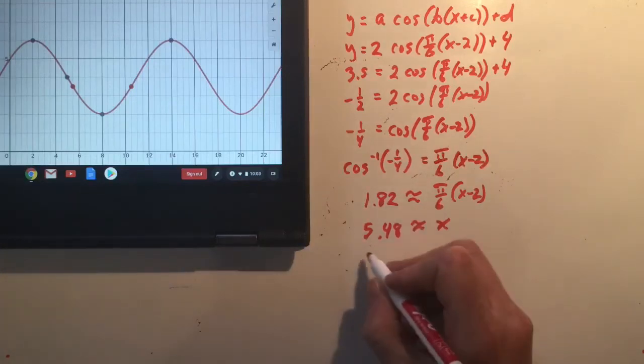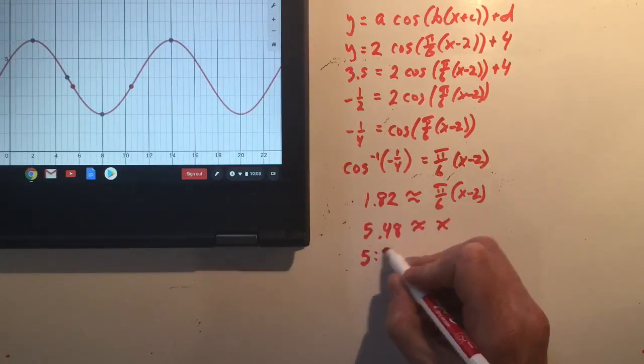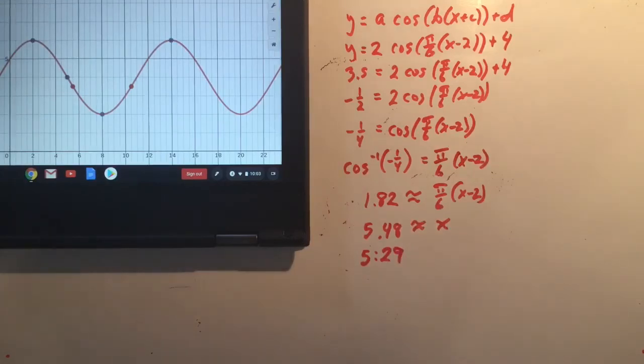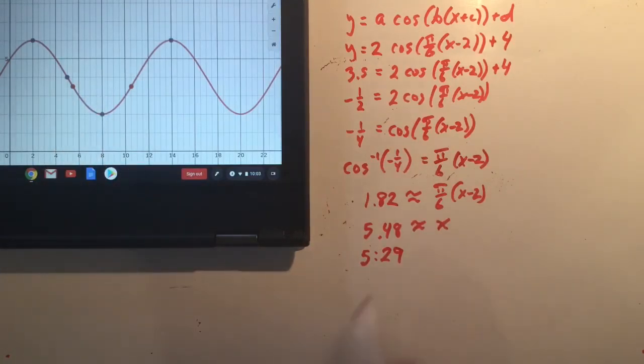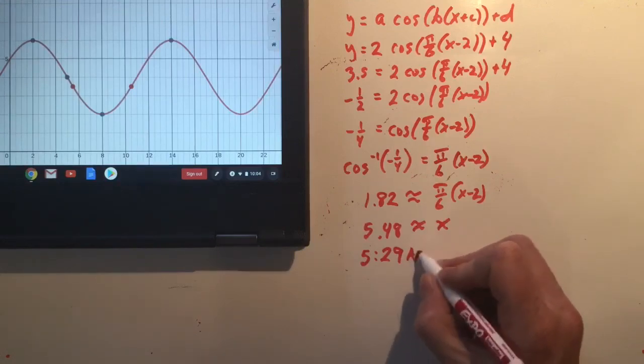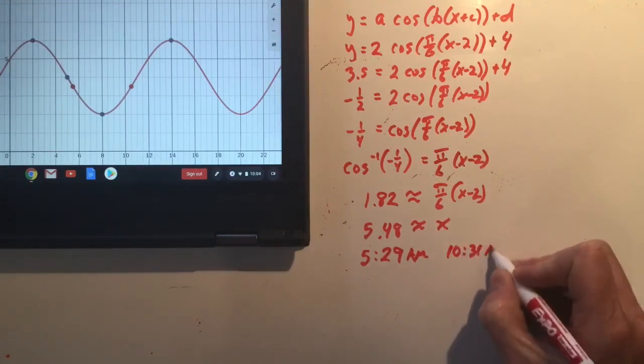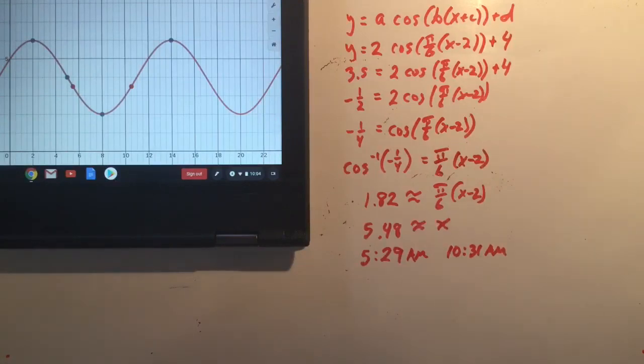And then I'm going to convert that into a time, 5 hours and 29 minutes after midnight is when we first reach 3.5. And then I'm going to see here, from looking at this graph, low tide, which is at 8 a.m. 5:29 is going to be 2 hours and 31 minutes before low tide. So the water will reach 3.5 meters above the ocean floor, again 2 hours and 31 minutes after low tide. So 8 plus 2 hours and 31 minutes is going to take us to 10:31 a.m. So that's a trig functions application problem. Now go and practice.